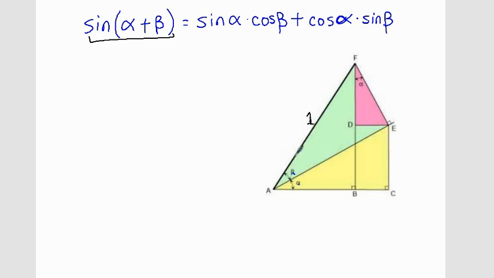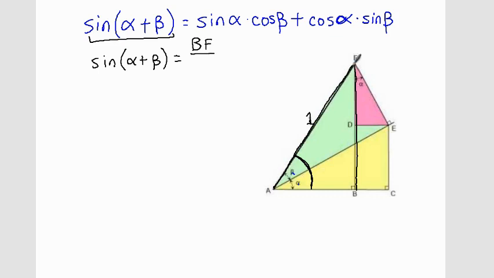And sine alpha plus beta would be this entire angle right here. So what would that be in terms of the geometric sides? Well, we know sine to be opposite over hypotenuse. This side would be opposite, that would be BF. So sine alpha plus beta is equal to BF over the hypotenuse, which is right here. That's equal to 1, so really, it's just equal to BF.